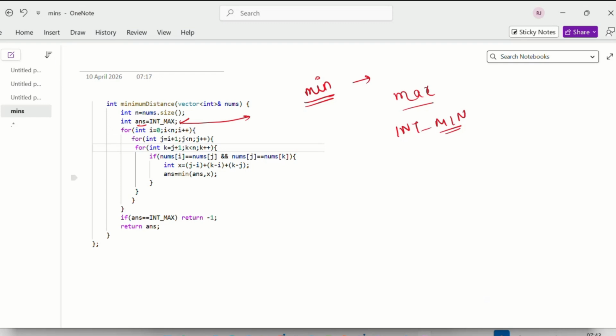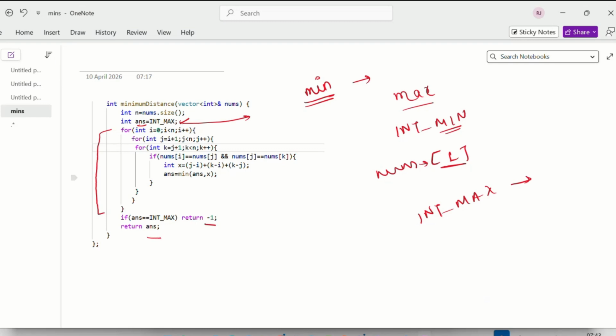And at the end, if we are not able to get any answer, like we saw in the previous example 3 where nums size is something like this, only one element is there, we are not able to find the value. So after traversing the loops, if the answer value is still int max, that denotes that we are not able to find any answer. In that case we return -1, otherwise we return the answer.